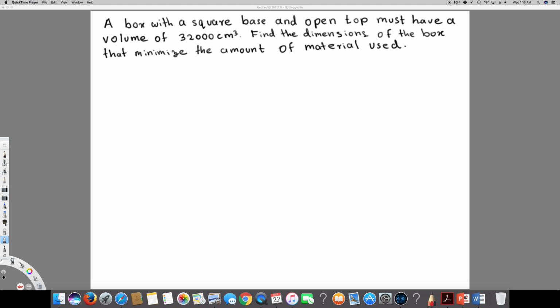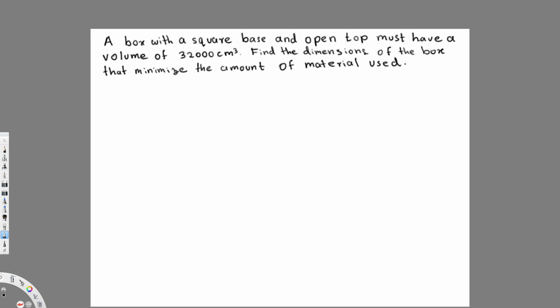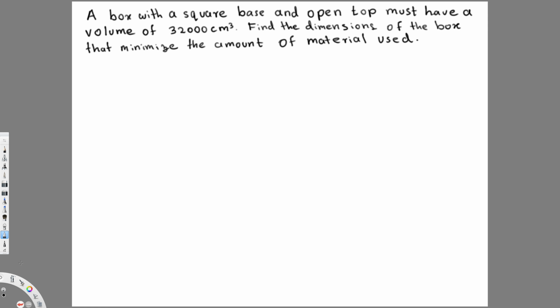Hang on guys, let's do this problem right here. It's asking: a box with a square base and open top must have a volume of 32,000 centimeter cube. Find the dimensions of the box that minimize the amount of the material used.